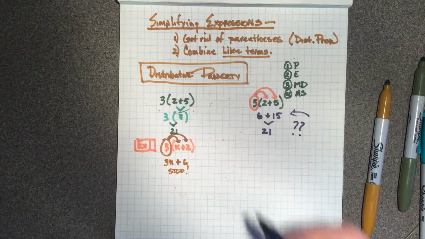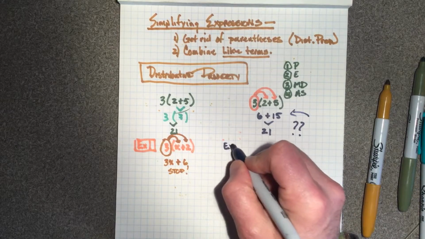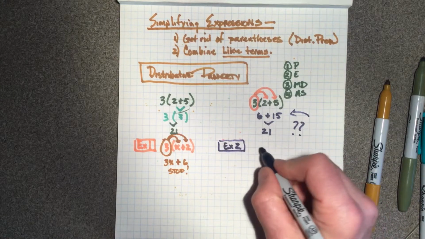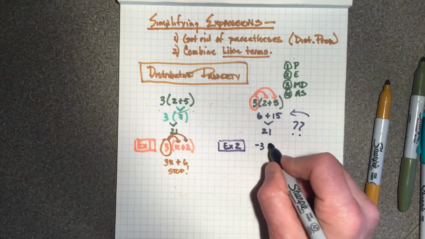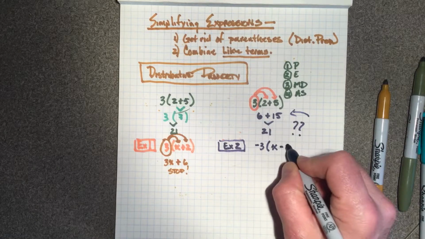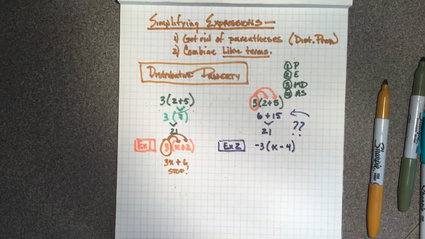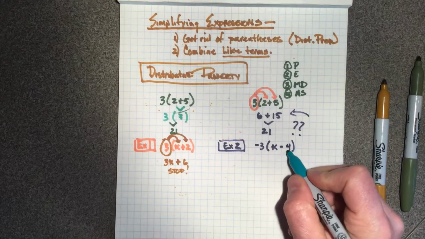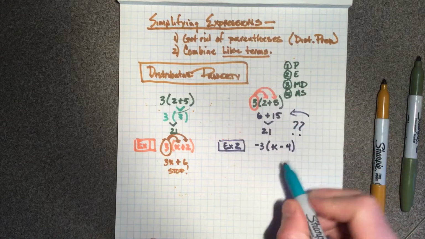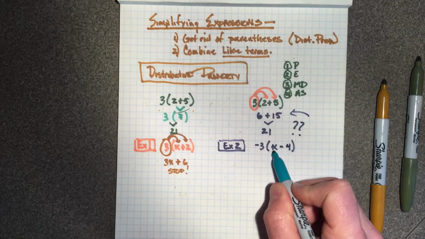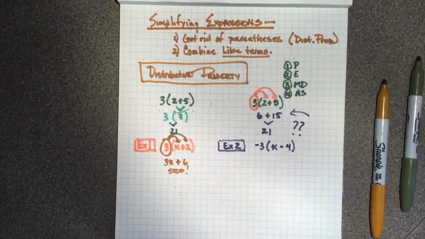All right, here's another example. Example 2. Let's try negative 3 times (x minus 4). Again, we're kind of stuck here. We cannot subtract those because they're not like terms. They don't have the same variable. This has a variable x. This one doesn't have a variable.